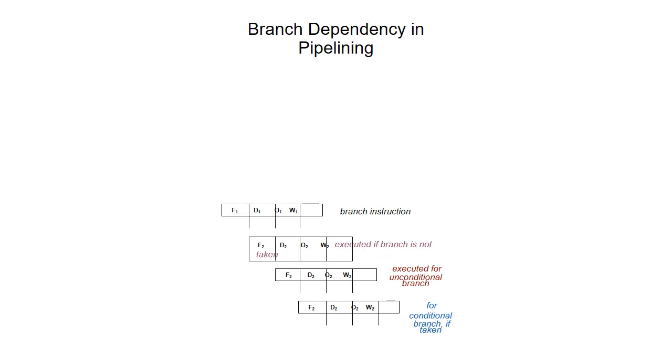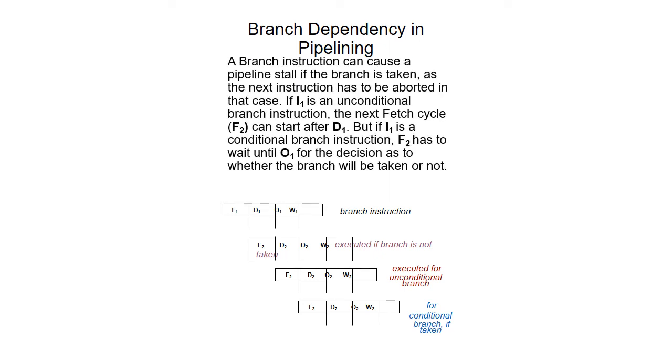The branch instructions can cause a pipeline stall if the branch is taken, as the next instruction has to be aborted in that case. So if I1 is an unconditional branch instruction, the next fetch cycle F2 can start after D1. But if I1 is a conditional branch instruction, F2 has to wait until O1 for the decision as to whether the branch will be taken or not. Likewise, it makes the dependency level.